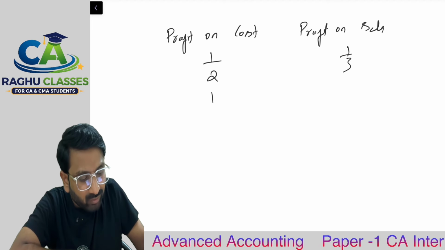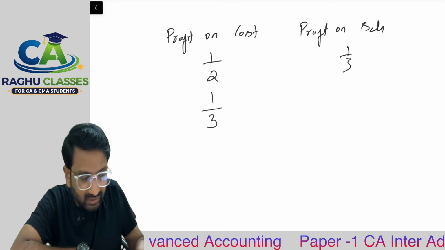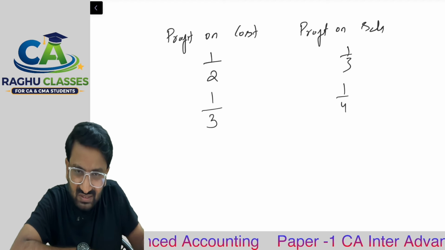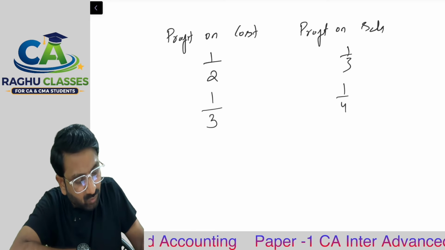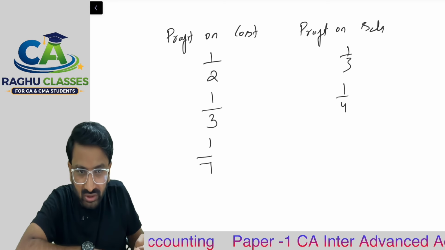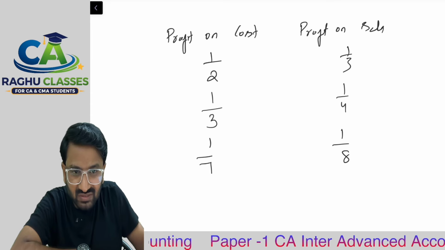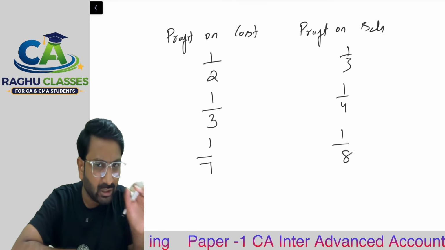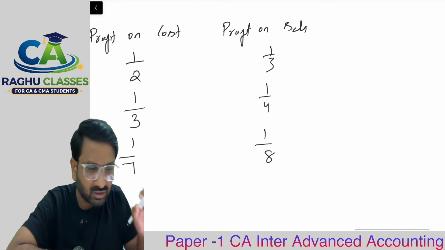If it is going to be 1 by 3 on cost, it will be 1 by 4 on sales. If it is 1 by 7 on cost, it's going to be 1 by 8 on sales. Now, what is the point I'm trying to convey here? Simple, there's nothing to mug up here.